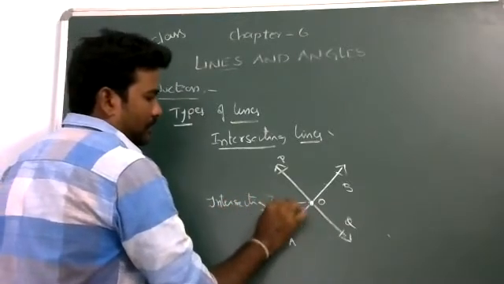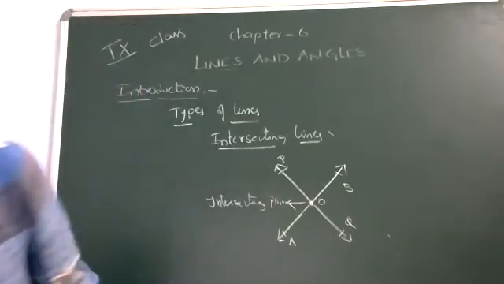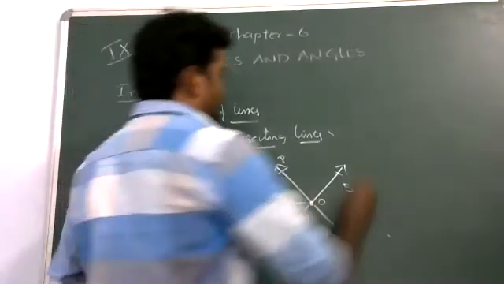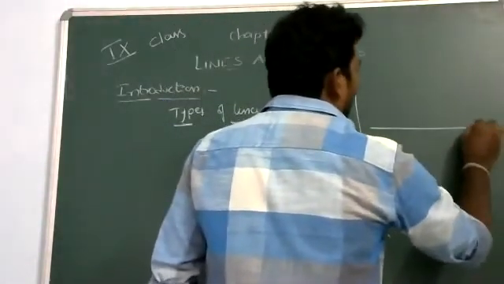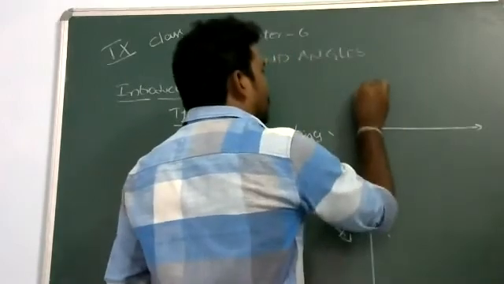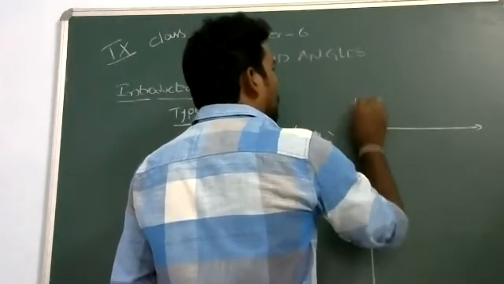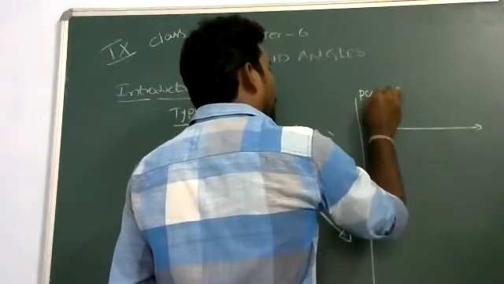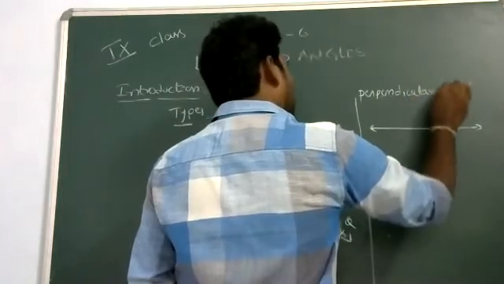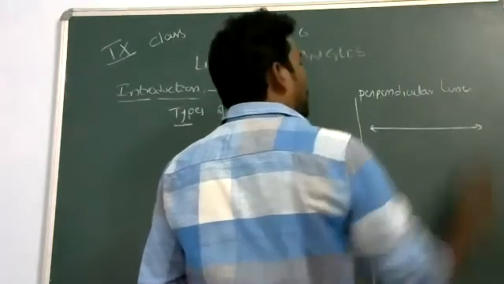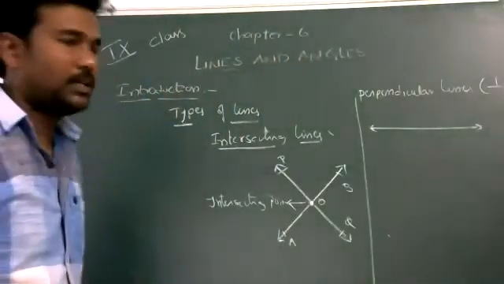Intersecting point. Is it clear? Intersecting point. Now comes the next one: perpendicular lines. This symbol denotes perpendicular lines.